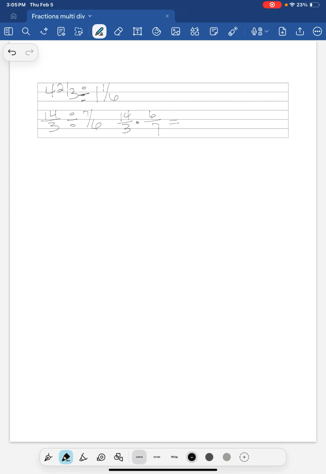So we end up with 14 times 6, which is going to give us 84, and 3 times 7, which is going to give us 21. And 84 divided by 21 is 4. It divides evenly, so the answer for that one is 4.